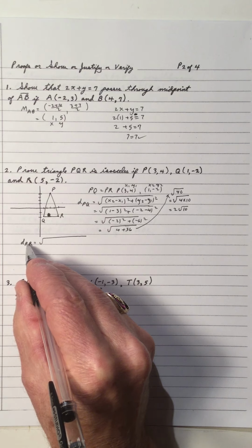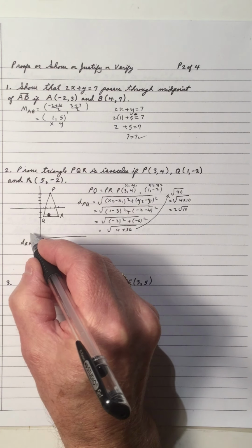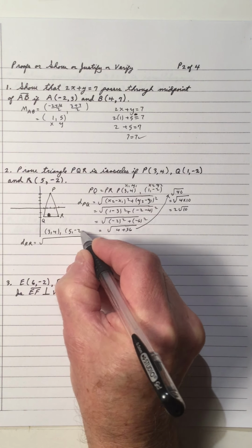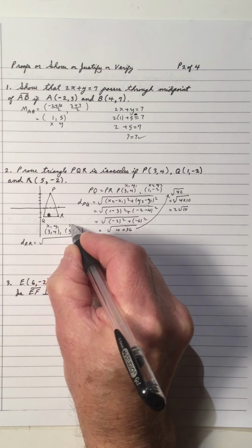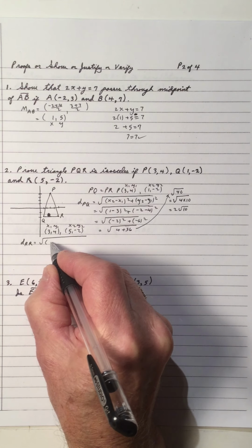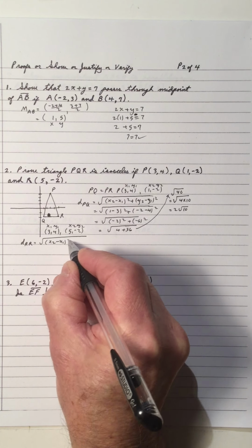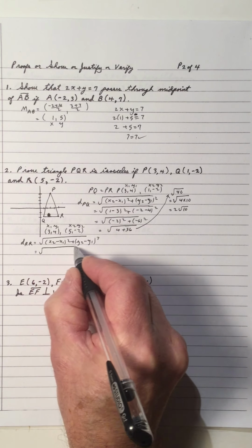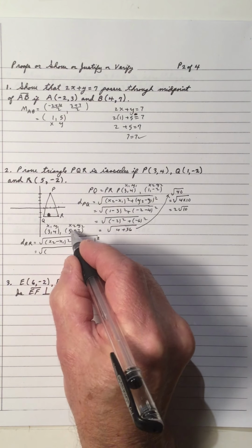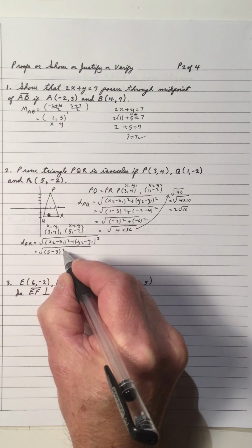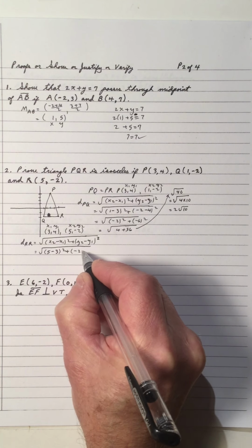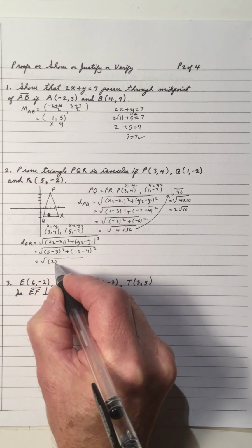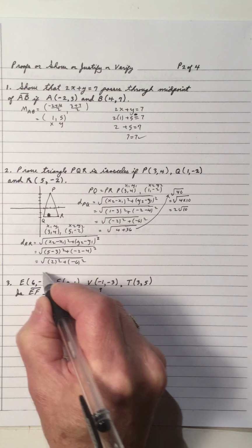And PR: we have the point (3, 4) and the point (5, -2). So this is x1, y1, x2, y2. We got x2 minus x1, y2 minus y1. Notice I keep writing it down all the time, so it's easy to remember. So x2 is 5 minus x1 is 3. y2 is negative 2 minus y1, which is 4. And we simplify the brackets first. That's 2 squared and that's negative 6 squared.